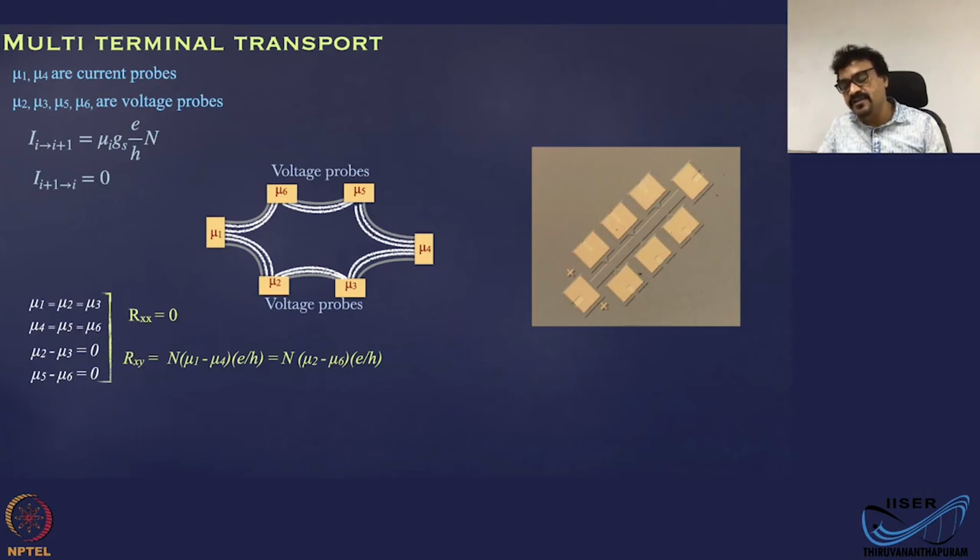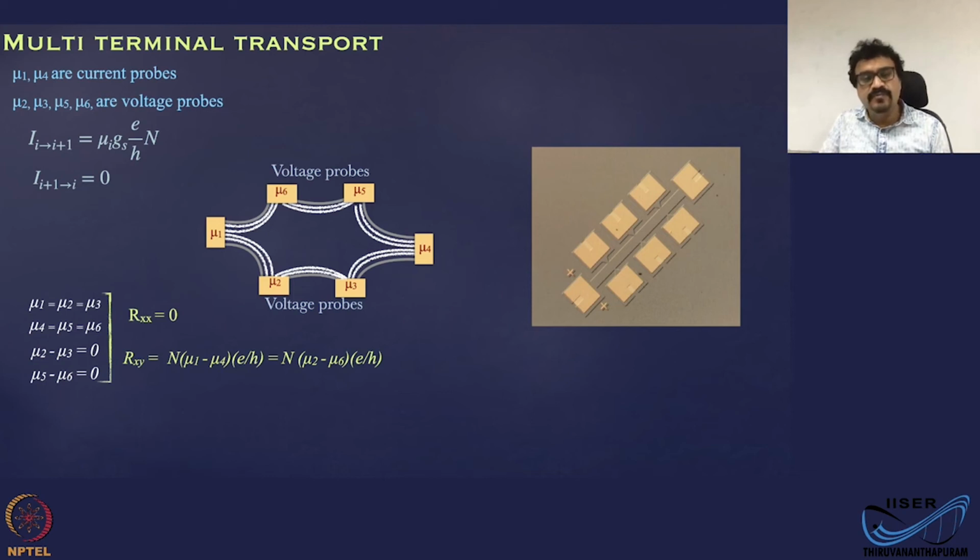But that is going to follow which direction the current is coming from. For example, if the current is going from here, then all these probes will follow the potential of this, and if the current is going back in this direction, then all these will follow the potential of this one. Okay, so these are all mu6, mu2, or mu5, mu3. They all will give you the same voltage. Those are the Hall voltage.